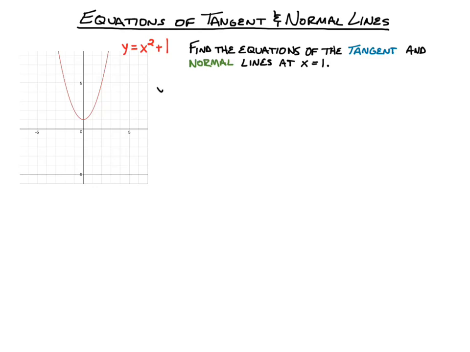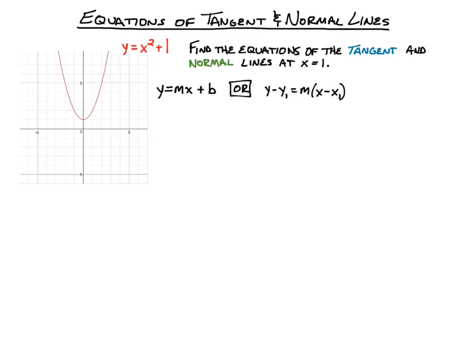Now the equations of the tangent and normal lines can be put into slope-intercept form, which is y equals mx plus b, or what we call point-slope form, which is y minus y1 equals m times x minus x1. You can use either one of these. They both work just fine, and it's really based on preference or what's being asked of a particular problem.